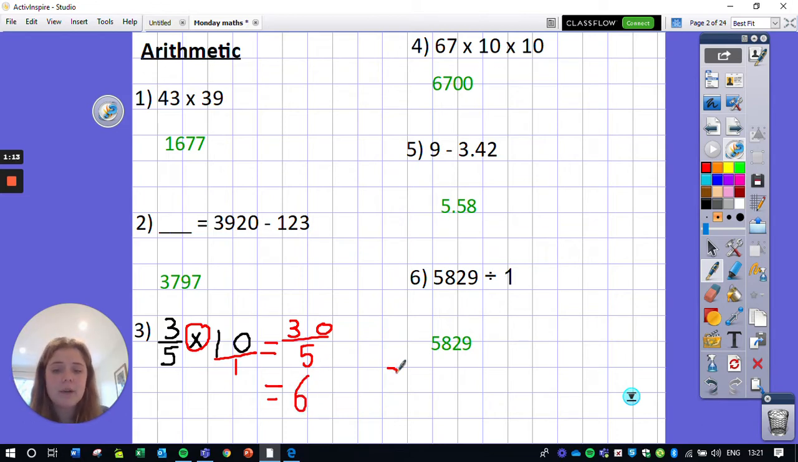The other method that I think would have been sensible is to view it, instead of 3/5 times 10, as 3/5 of 10. If you're doing that, all you need to do is 10 divided by 5, which is 2, times that by 3, equal to 6. Both correct ways of solving it, so long as you get the answer 6.